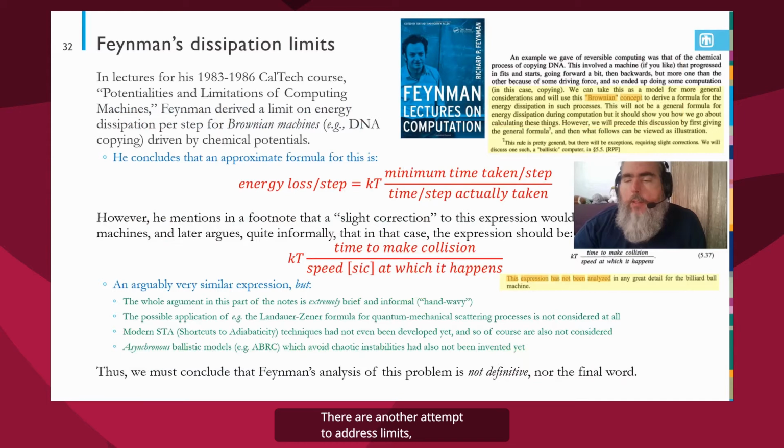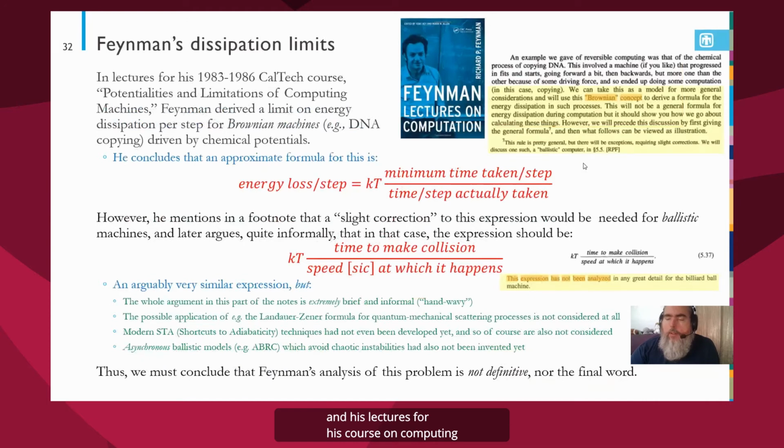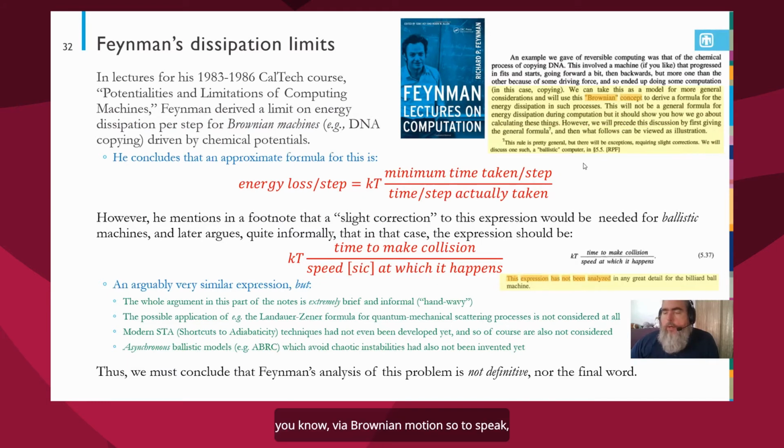Another attempt to address limits was some work by Feynman in his lectures for his course on computing and the laws of physics that he taught at Caltech in the 80s. This was during the period that Feynman was interacting with Fredkin and Bennett and other people who were interested in reversible computing. And Feynman's analysis is not very detailed. It's kind of hand wavy, but it's based on systems that are driven stochastically, via Brownian motion, so to speak, such as chemical systems.